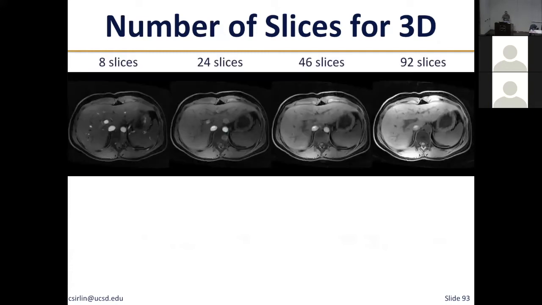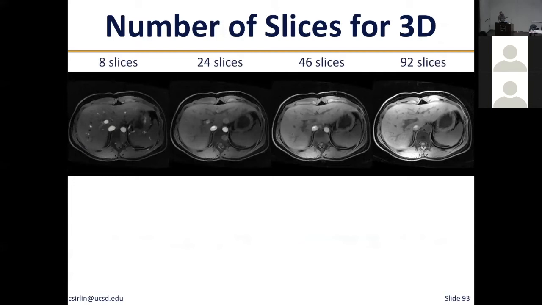So to illustrate that, let me show you an image of the liver and spleen, a three-dimensional sequence acquired with 8 slices, 24 slices, 46 slices, and 92 slices. Can you all appreciate that the SNR is going up as the number of slices increases? So this is maybe not so intuitive. You might be saying, no, I don't understand something. Why would it matter whether I collect 8 slices or 24 slices or 92 slices? Why does the number of slices affect the SNR? It affects the SNR on a 3D acquisition.